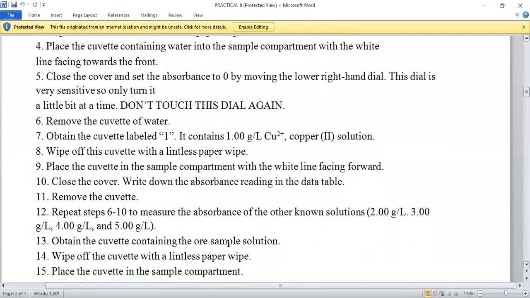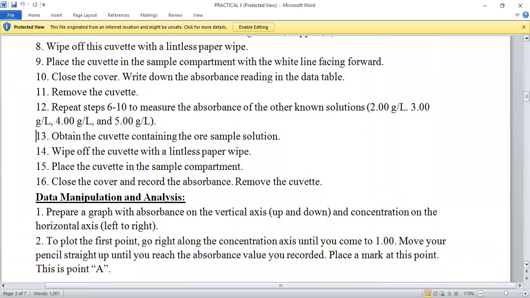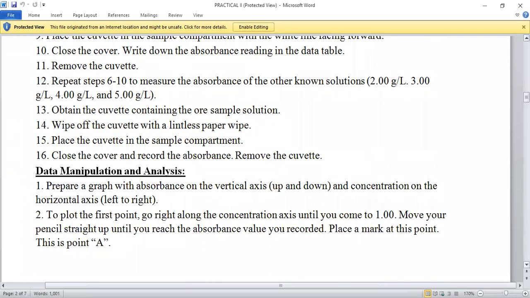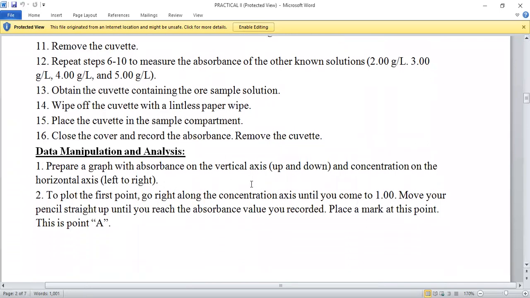Obtain the cuvette containing the ore sample solution. Wipe off the cuvette with a lintless paper wipe. Place the cuvette in the sample compartment. Close the cover and record the absorbance. Remove the cuvette. Data manipulation and analysis.